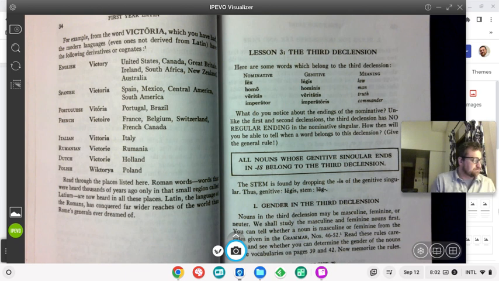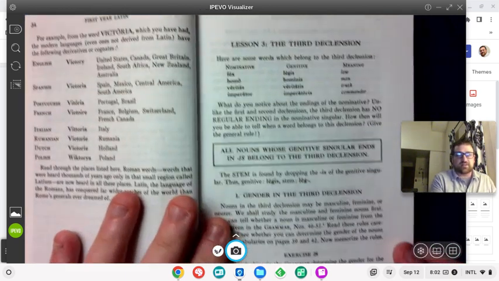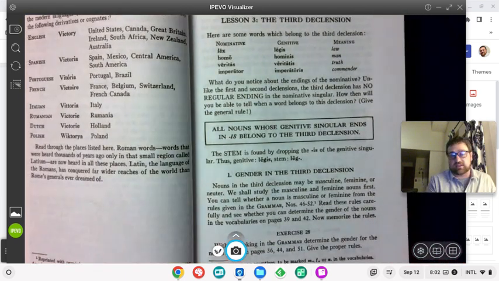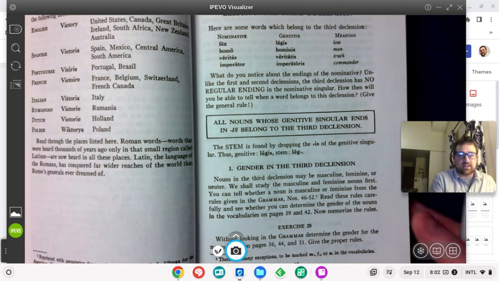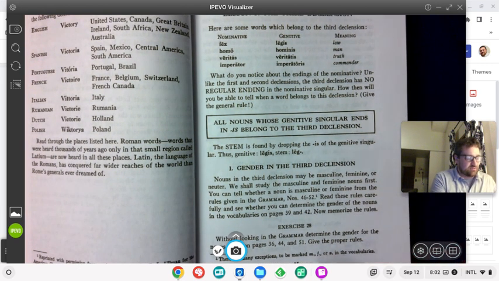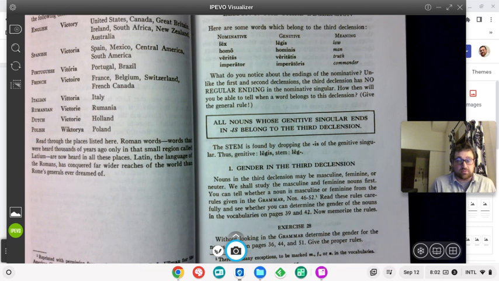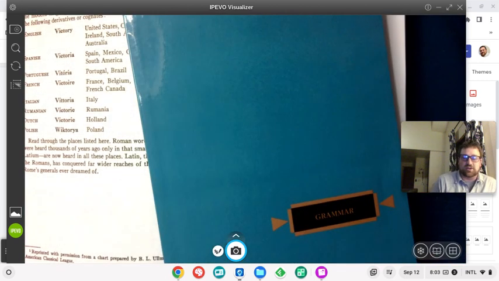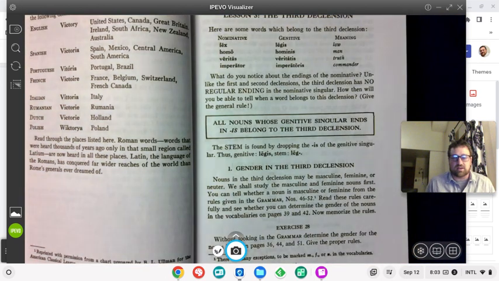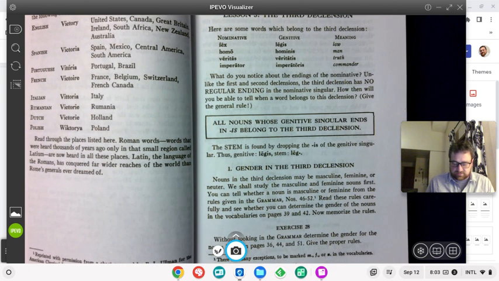Okay, so this is actually how the third declension begins. Gender in the third declension, right on this page, on page 35 in our book. Nouns in the third declension may be masculine, feminine, or neuter. We shall study the masculine and the feminine nouns first. You can tell whether a noun is masculine or feminine from the rules given in the grammar book. That's this book. And it's numbers 46 through 52.